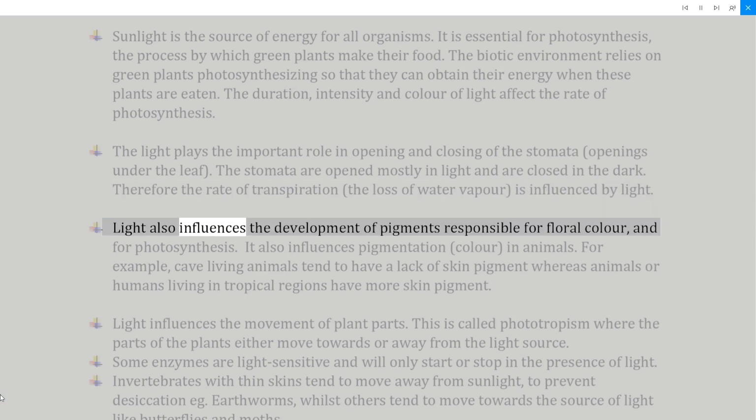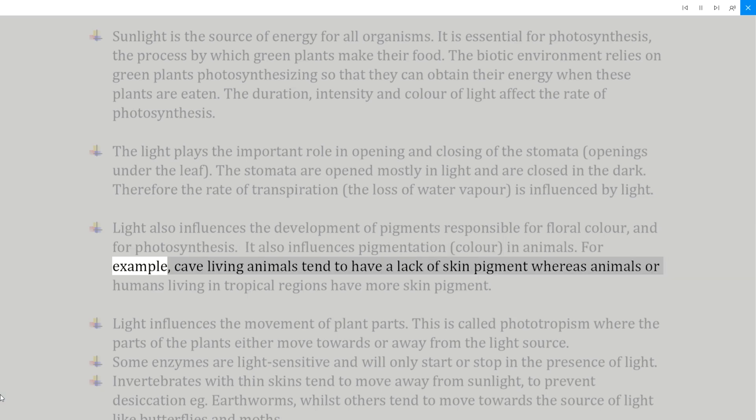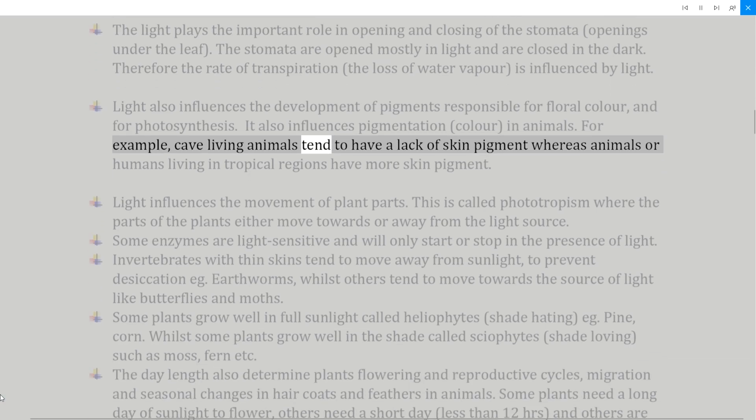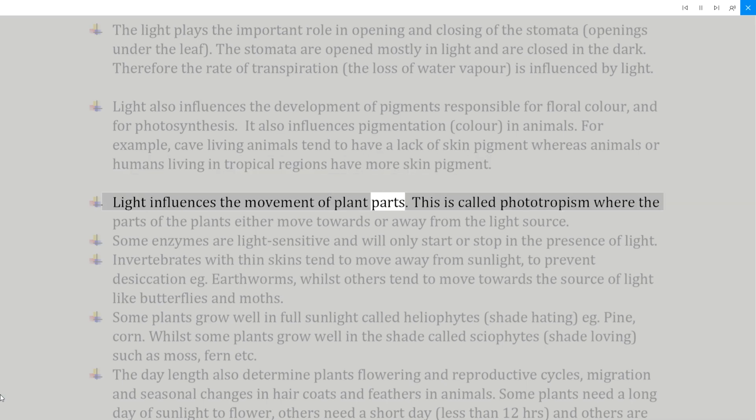Light also influences the development of pigments responsible for floral color, and for photosynthesis. It also influences pigmentation, color, in animals. For example, cave-living animals tend to have a lack of skin pigment, whereas animals or humans living in tropical regions have more skin pigment. Light influences the movement of plant parts.